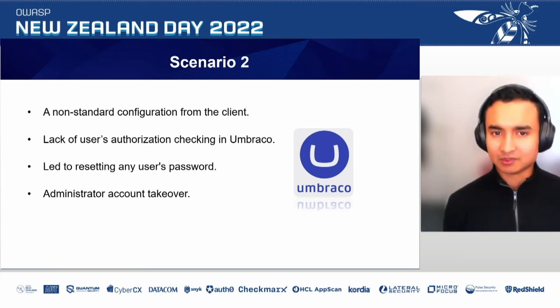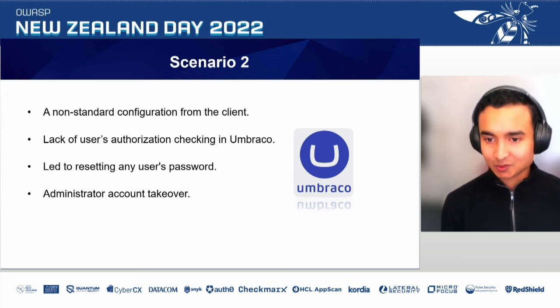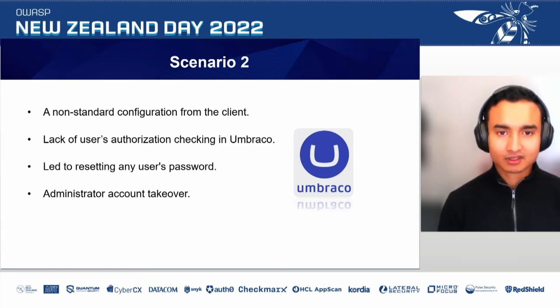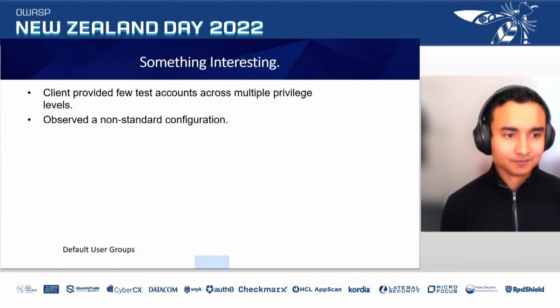In this case, we had a similar scenario where we noticed something unusual. We followed onto it, and then we realized Umbraco itself had some authorization checks issues. Authorization checks is where you're checking if the user is permitted to do the actions that they are trying to do. This ended up in resetting any user's password, which you could reset the admin user password as well. And once you take over the administrator account, you pretty much own the site. That's in short. Let's go to the extended version now.